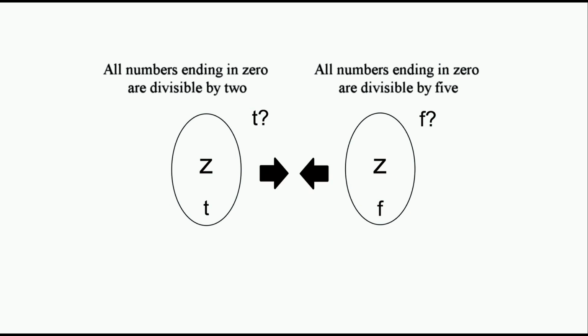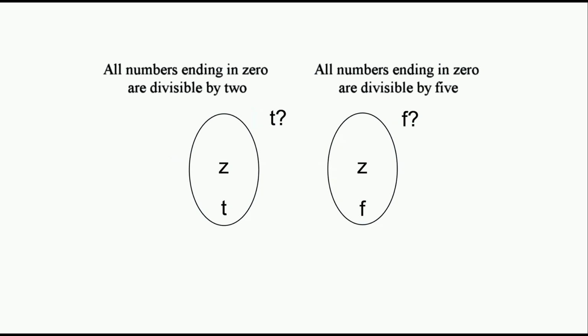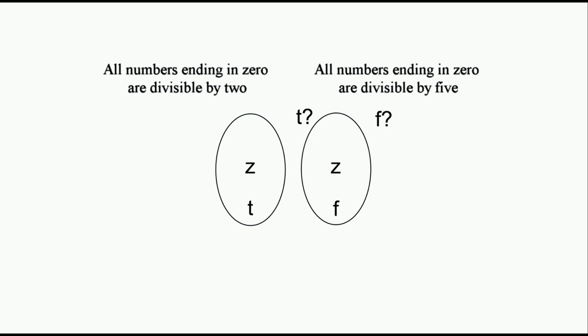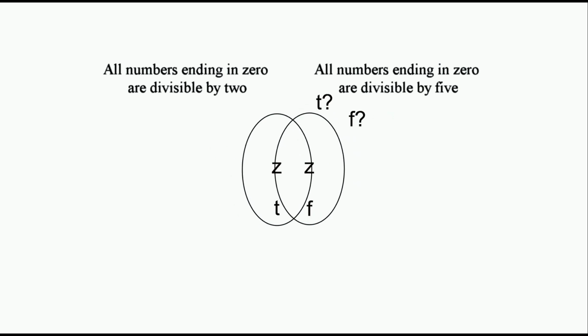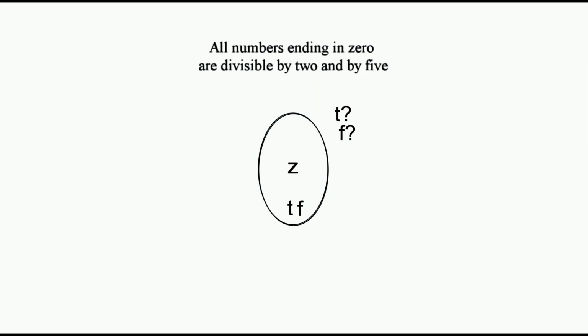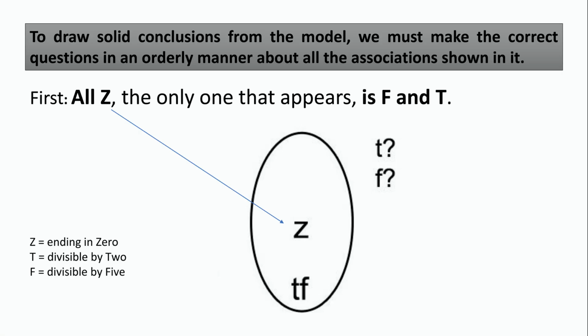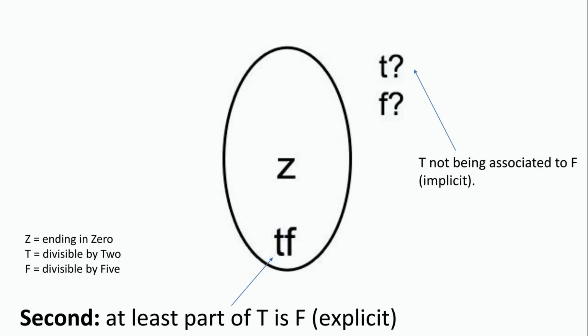Now, we add the premise: all the numbers ending in 0 are divisible by 5. When different models share the same subject, we can synthesize them into one according to the law of identity. To draw solid conclusions from the model, we must ask the correct questions in an orderly manner about all the associations shown in it. First question: how many types of Z are associated with F and T? All, apart. Answer: we see in the image that all Z, the only one that appears, is F and T.